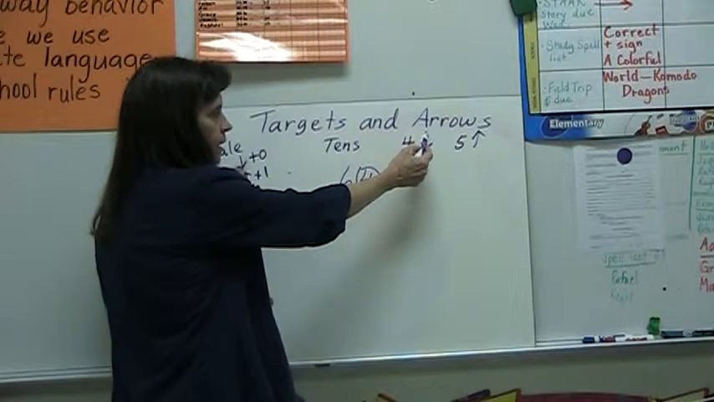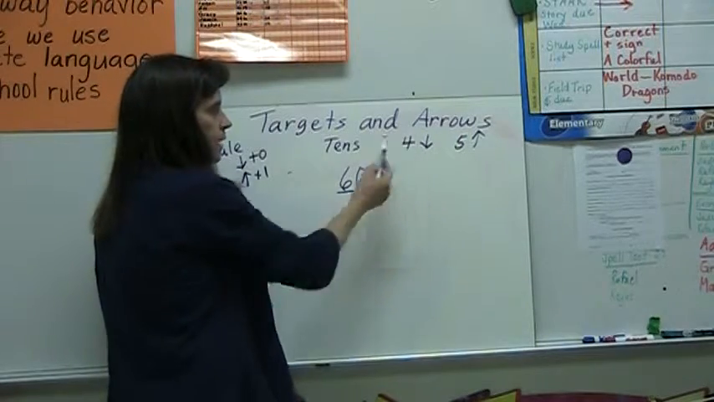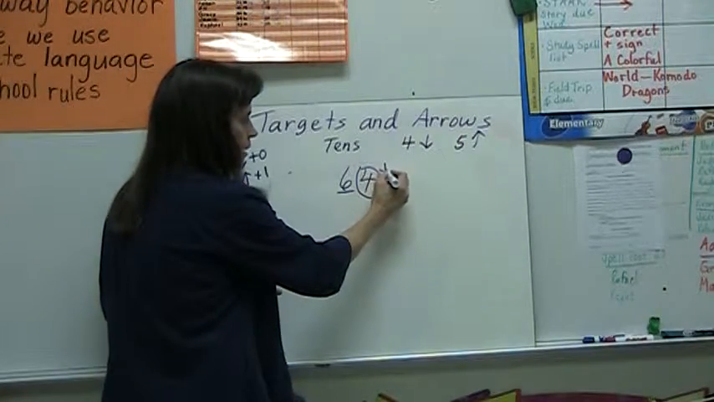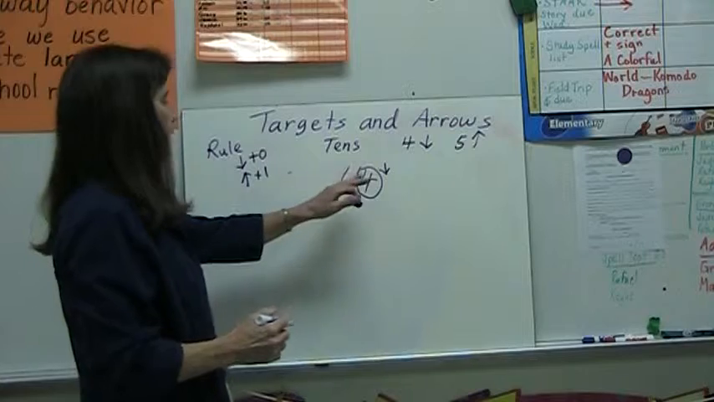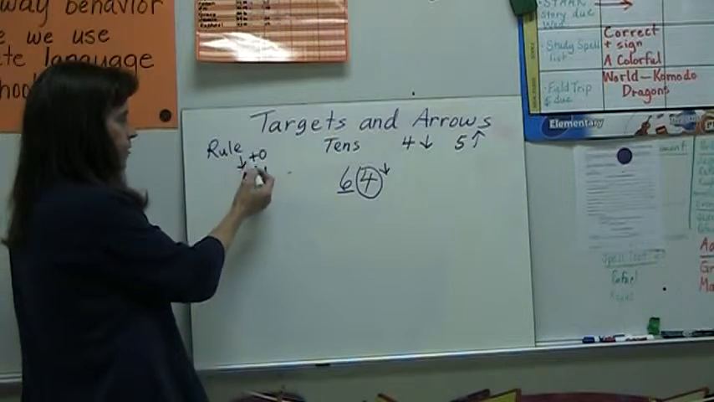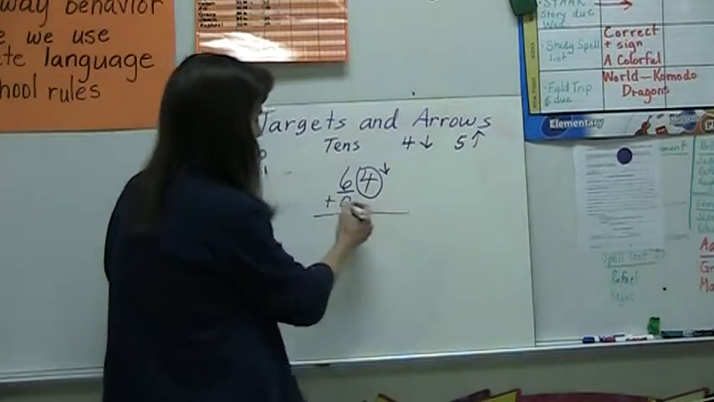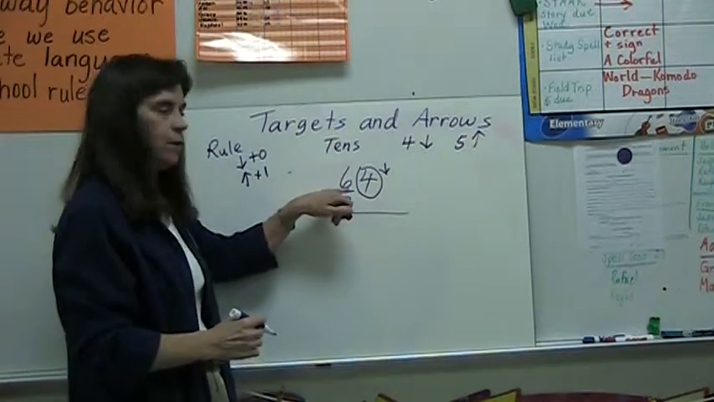And if it's 4 or lower, you're going to round down. So the 4 tells me I'm going to round down. So I draw my arrow right there. And then I look at my rule over here, and it says if I round down, I add 0. So you add 0, and you always add underneath whatever's underlined.